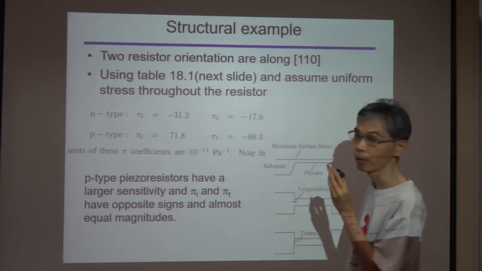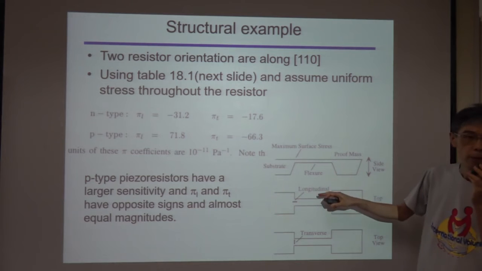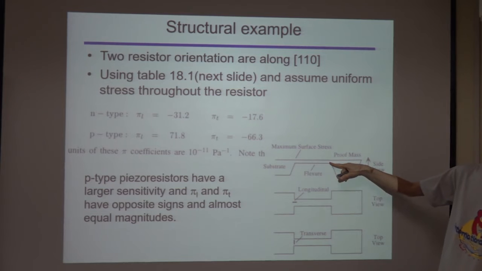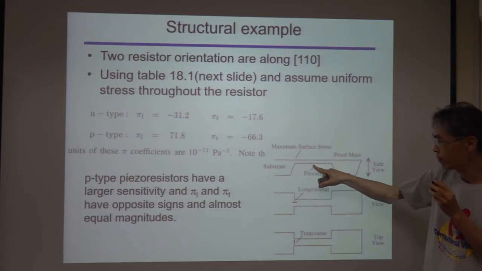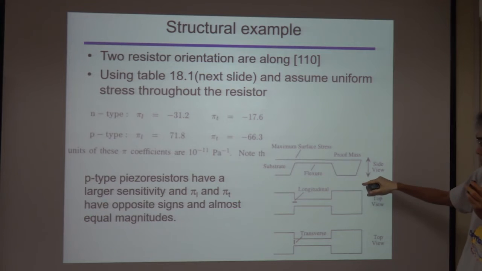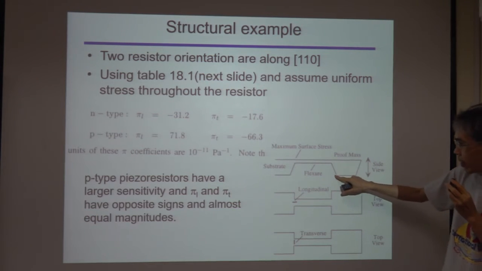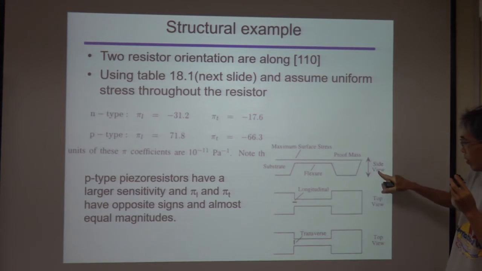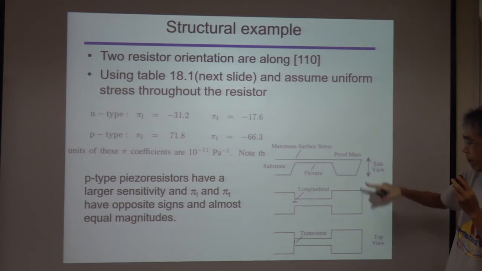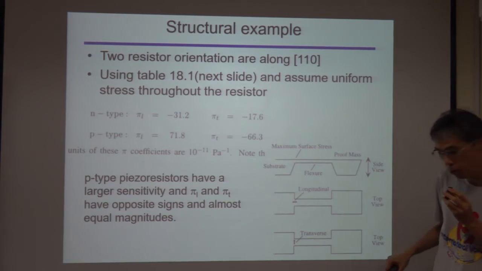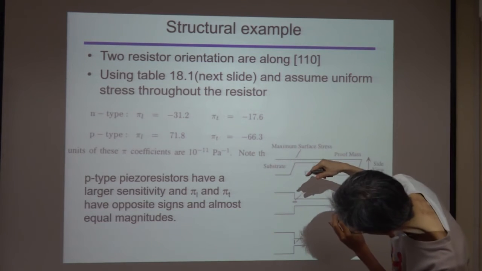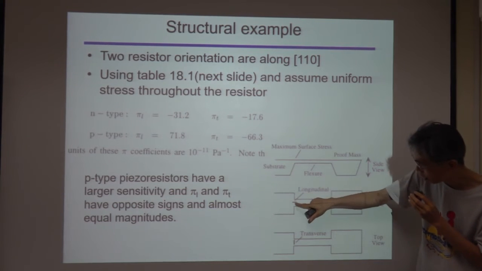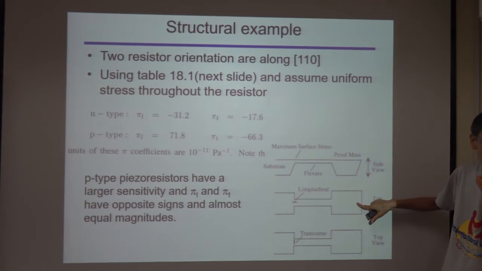Now we have an example. We have a pressure sensor. So this pressure sensor, we have a diaphragm, we have a cavity. Then this is a MEMS, and here we have an anchor. So it's fixed here, and this is the side view. This is the top view. We look from the top, we look from the side. So from the top, in the longitudinal direction, because this is the longitudinal direction.